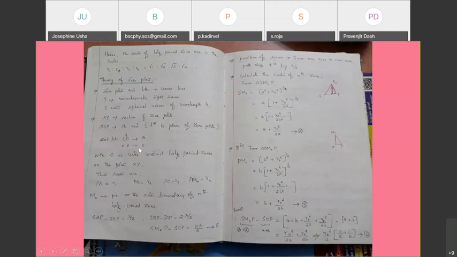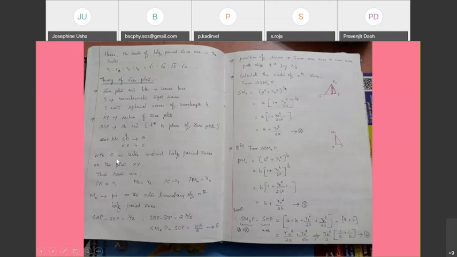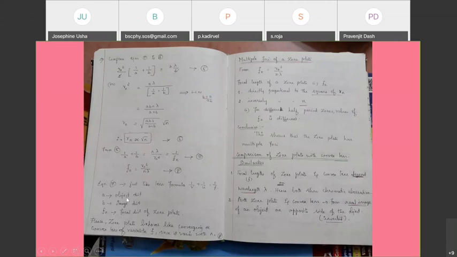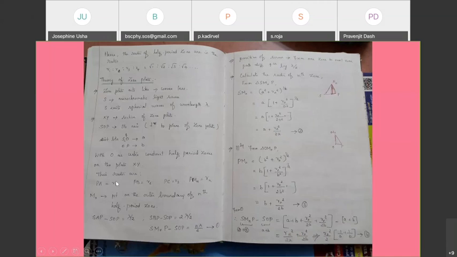The distances between S and O, and O and P, are a and b. This distance is a and this one is b. Next, considering O at the center, you construct the half period zones on the plate XY. By considering O as center, we are going to draw the concentric spheres, right? And then the radii are given: PA is equal to R1, PB is equal to R2, and PZ is equal to R3. It goes on up to n. So PMn is equal to Rn, the radius of the nth half period zone.